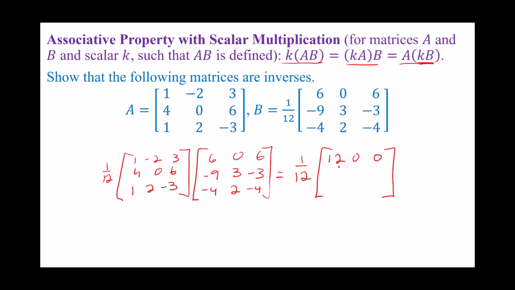The first row, 12, 0, 0. Second row, 0, 12, 12. Third row, 0, 0, 12. And now if I take that 1/12, the scalar in front, and multiply it by every entry inside, I do get the identity matrix. So these two matrices, A and B, are inverses.